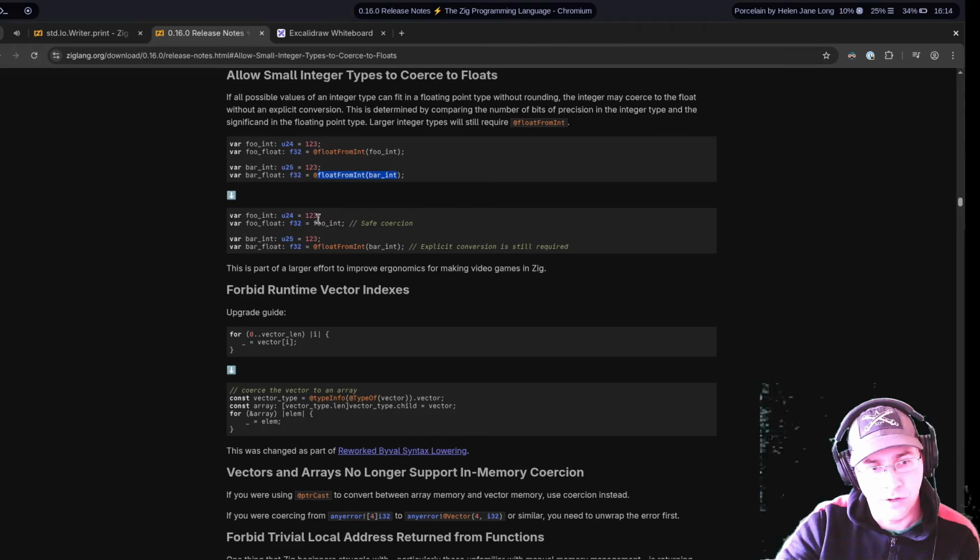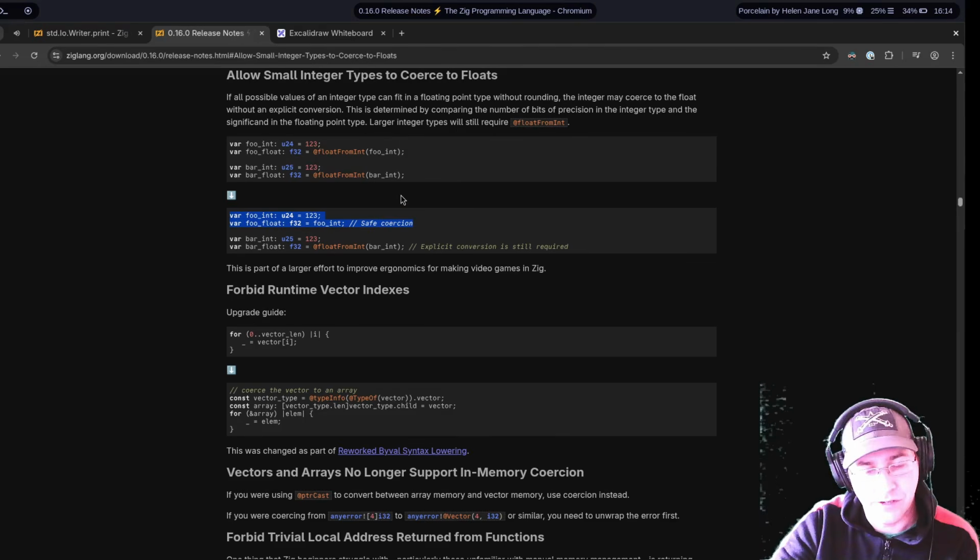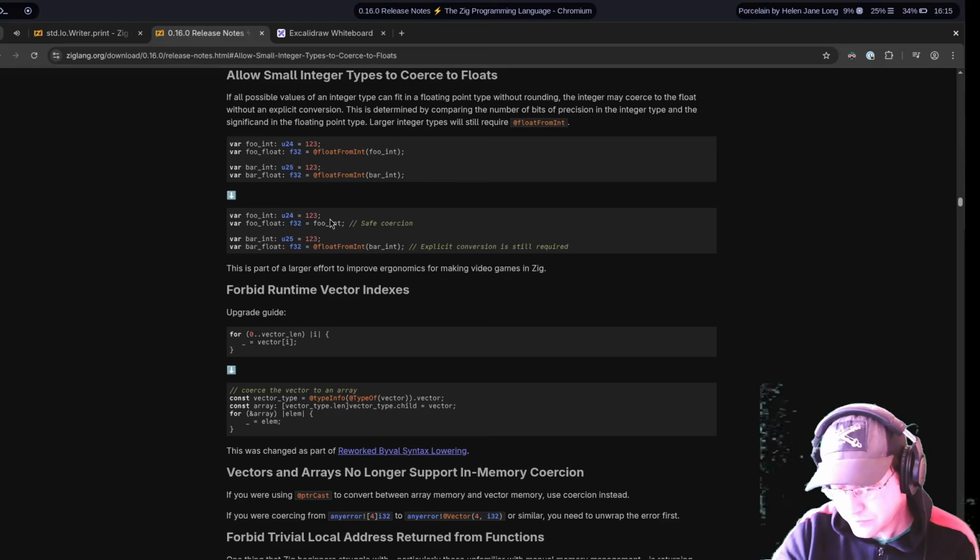But now on the new version, 0.16.0, you don't have to. For the first example, we do not have to use @floatFromInt. This conversion is guaranteed to be safe. And this is not really a new feature of the language. I mean, it's a new feature of the language, but it's guaranteed to be safe not because the language does anything, but because the format, the specification of what a 32-bit floating point number is, means that this number is guaranteed to be representable in the floating point format.